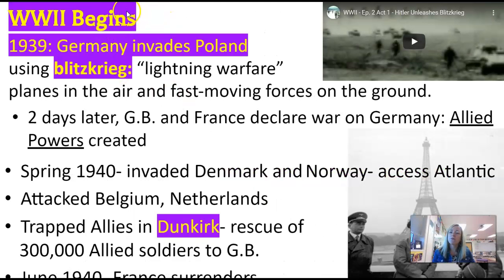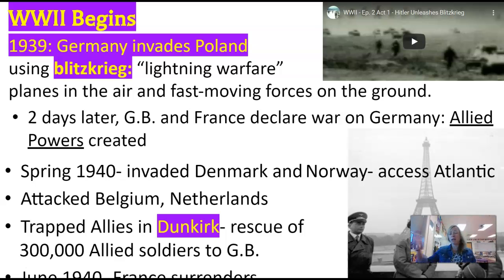World War II will officially begin in 1939. Germany is going to invade Poland using blitzkrieg. When Germany invades Poland, 2 days later, Great Britain and France will declare war on Germany, and at that point, the Allied powers are created. Germany's invasion, though, is so fast, Great Britain and France don't really have time to mobilize or do anything to help Poland. Blitzkrieg is called lightning warfare.